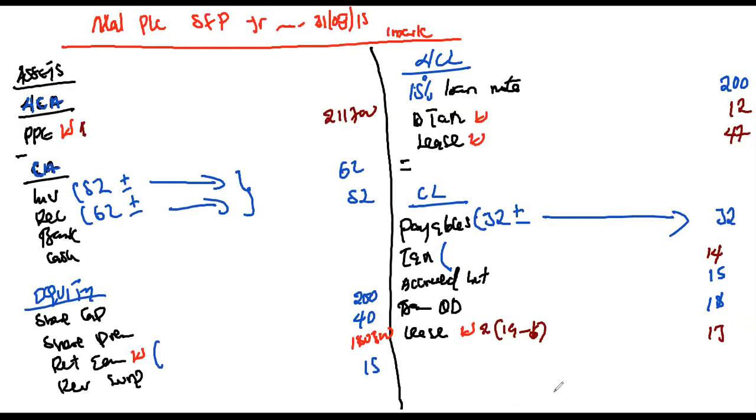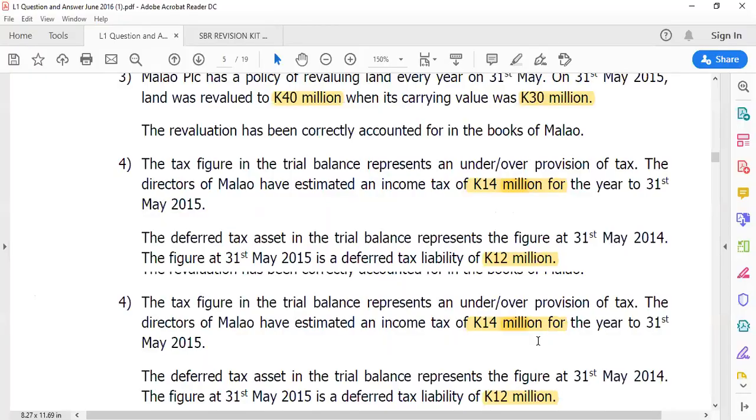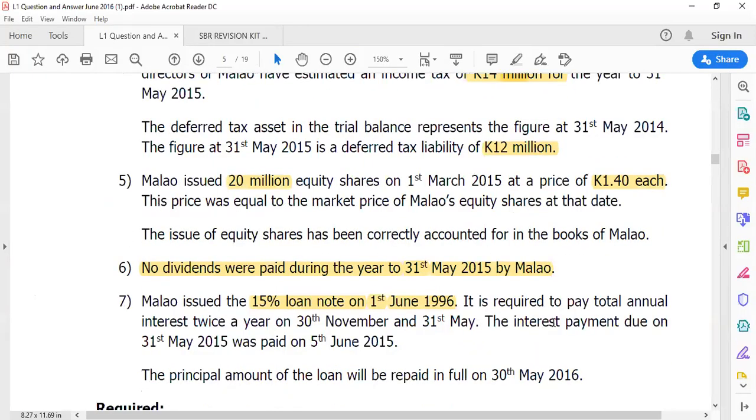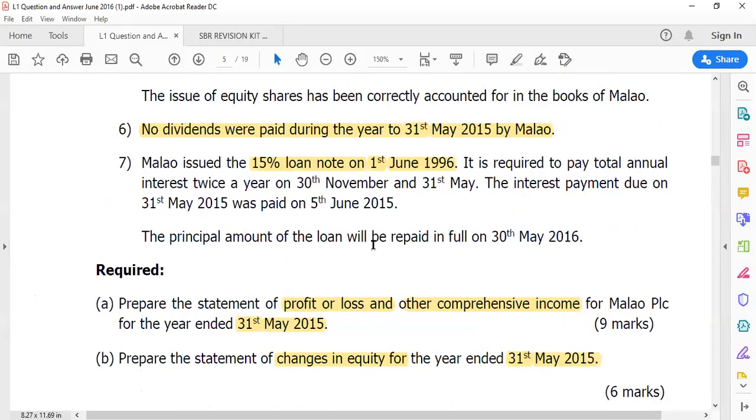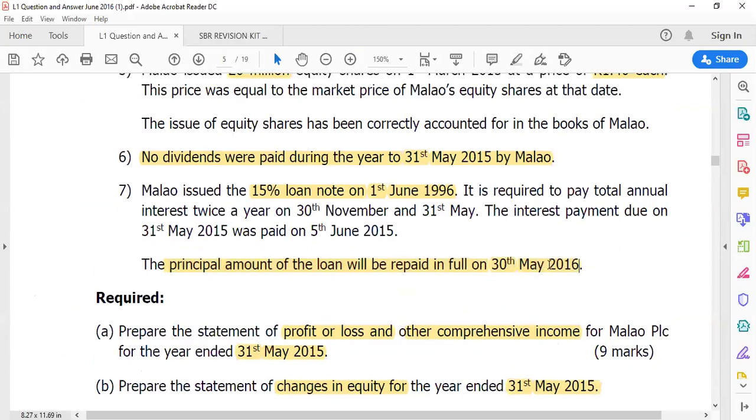Let's just check in case there's something that we've left out. There's no note, no other note. Okay, note number 7 has been dealt with. Okay. Everything is okay. This one was just there to disturb you. Don't pay attention to that. So that's how you work out the questions under group, under published account.